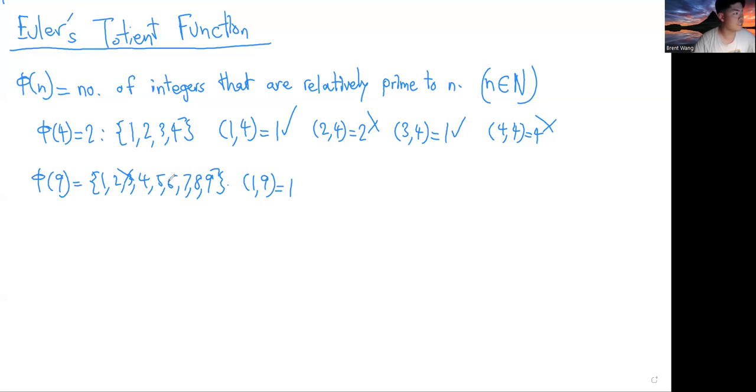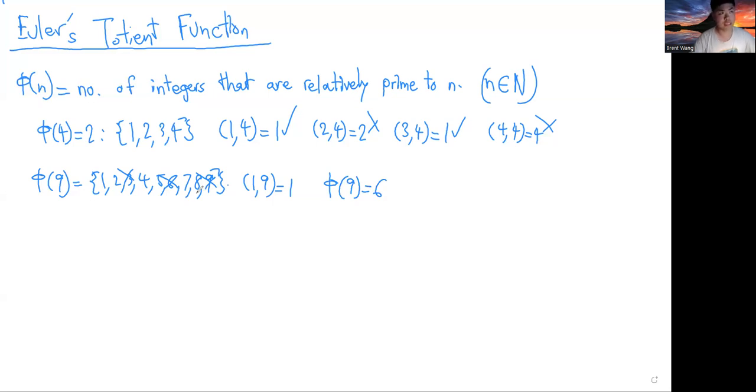4 and 5 are. 6 is not. The GCD of 6 and 9 is 3. And the GCD of 9 and 9 is not 1. So 1, 2, 4, 5, 7, 8. There are 6 integers between 1 and 9 that are relatively prime to 9. So phi of 9, by conclusion, is equal to 6. And you can keep going, right? Like if you try from phi of 1 to 12, phi of 12 is equal to 4, and so on and so forth.